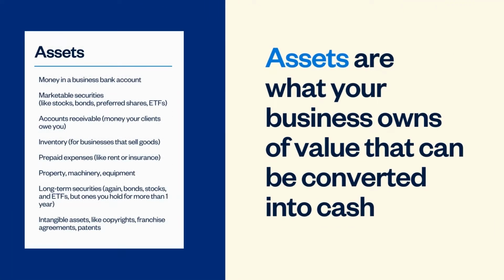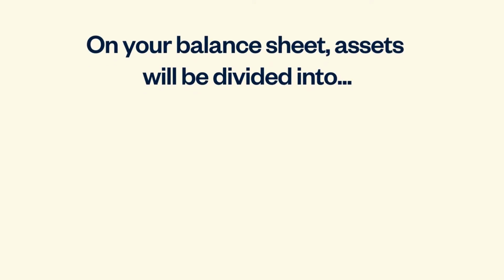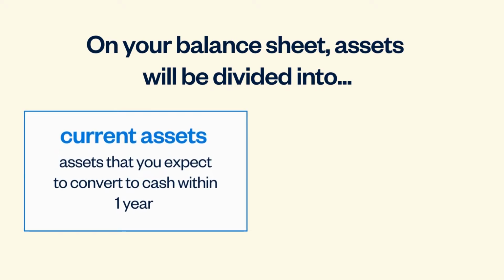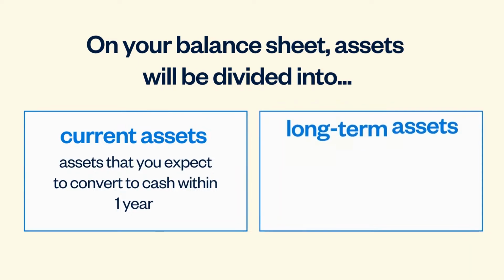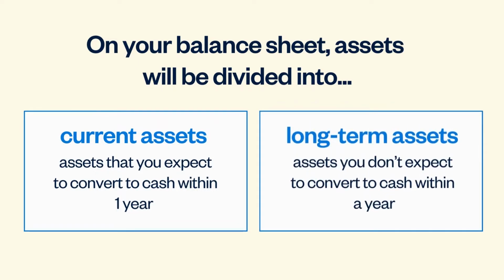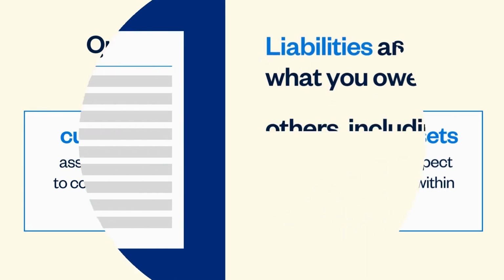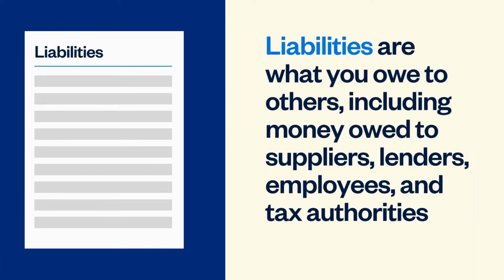Assets are what your business owns of value that can be converted into cash, like money in a bank account, accounts receivable, and inventory. On your balance sheet, assets will be divided into current assets, which are assets you expect to convert to cash within 1 year, and long-term assets, which are assets you don't expect to convert to cash within a year. Liabilities are what you owe to others.